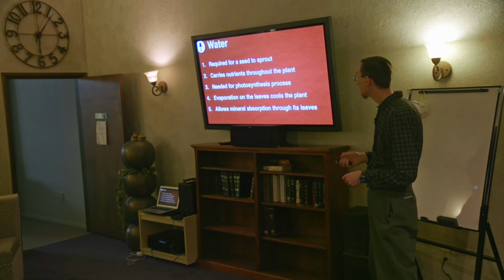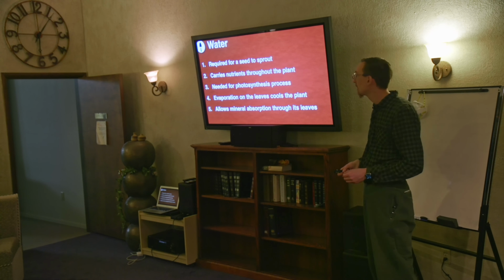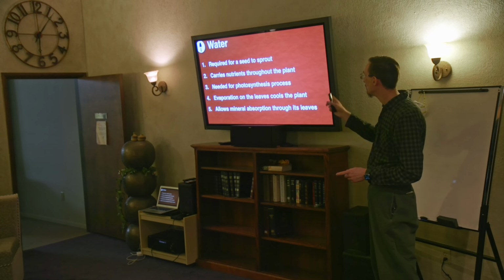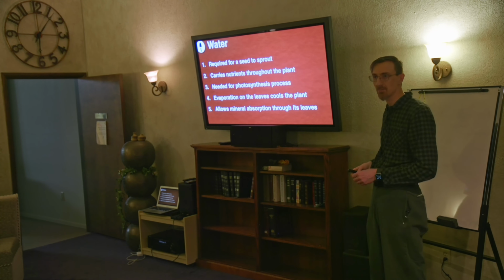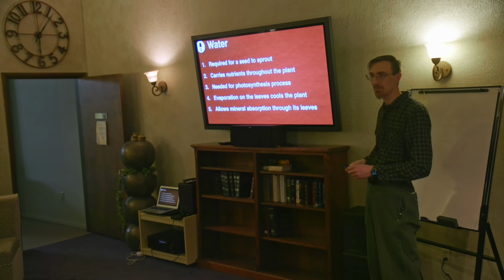So it's required. Here's a list. Basically, this is a list of some of the benefits of water and the things that plants use water for. So the first would be requiring for seeds to sprout, and then carries nutrients throughout the plant. It also is needed for the photosynthesis process, which is what plants use the sunlight and combine that with carbon dioxide and water in order to produce the sugar it needs. So that's required in that process.